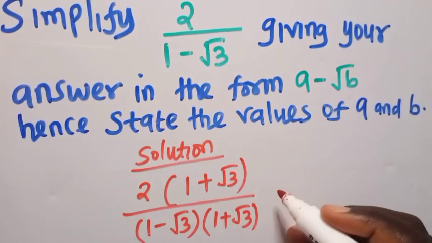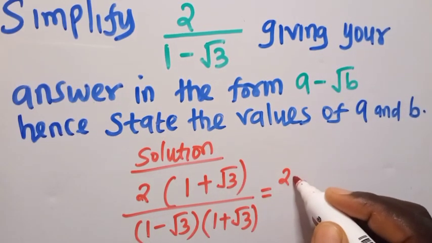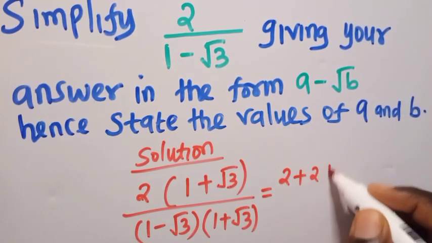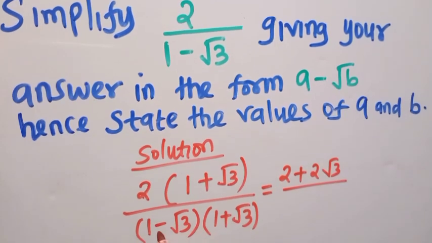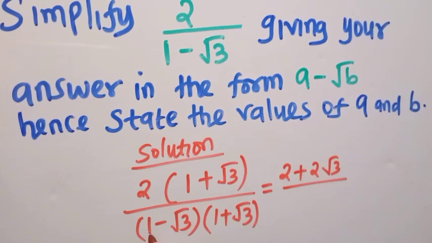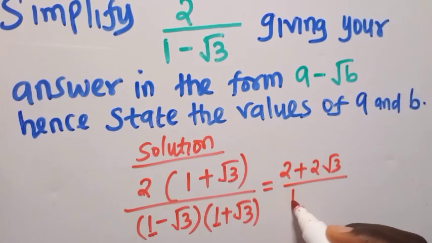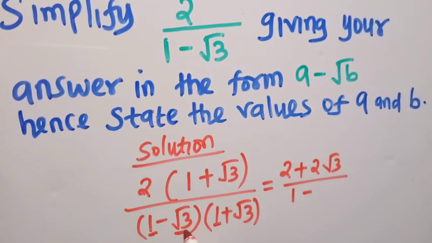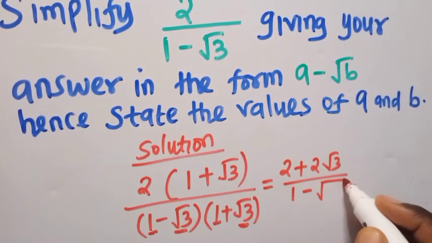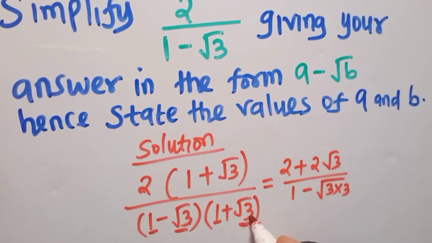Therefore, in this case, we shall have 2 times 1, which is 2. Then 2 times positive root 3 is positive 2 root 3. Then all over, this is a difference of two squares. Therefore, we take 1 and multiply with 1; 1 times 1 is 1. Then minus the square root of 3 times the square root of 3, which is the same as the square root of 3 times 3.